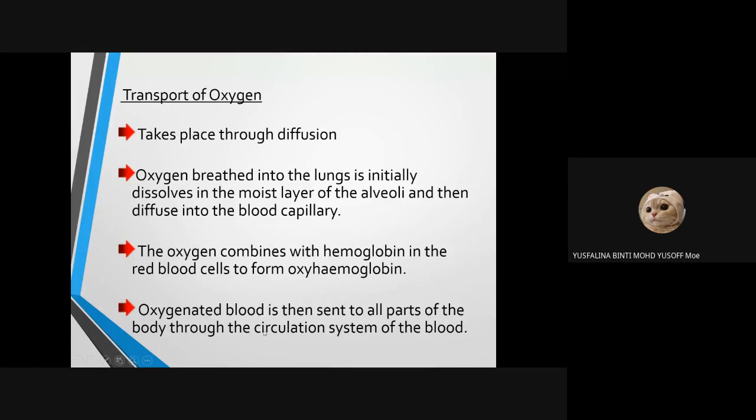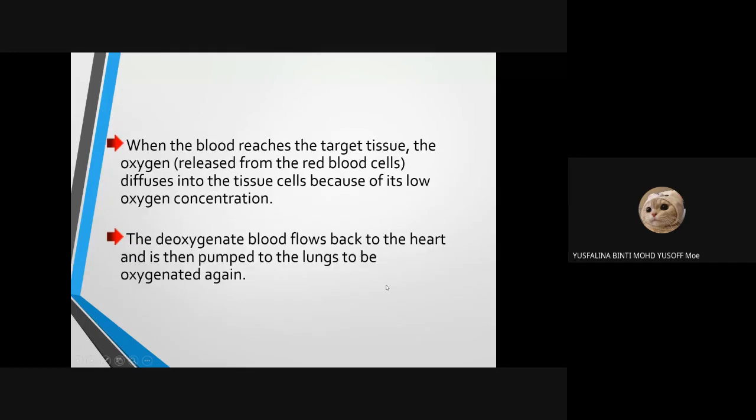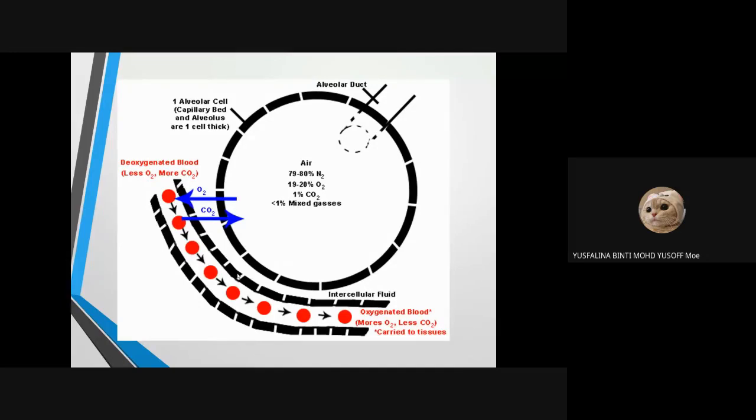So this one will be taken by the heart. The heart will circulate the blood into our body. And then when the blood reaches the target tissue, the oxygen will be released and diffuse into the tissue cell because of the low oxygen concentration there. And then it will take up the carbon dioxide. When it takes the carbon dioxide, the blood is now called deoxygenated blood, meaning it has a low concentration of oxygen. So deoxygenated blood flows back to the heart and is then pumped to the lungs to be oxygenated again. So this will occur like a cycle.